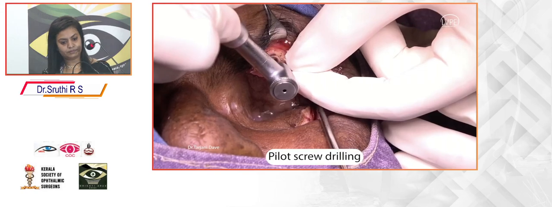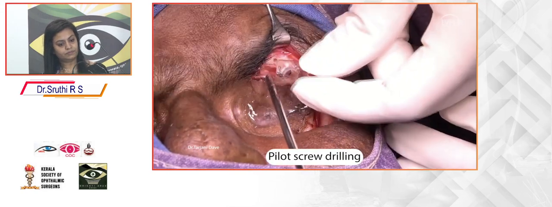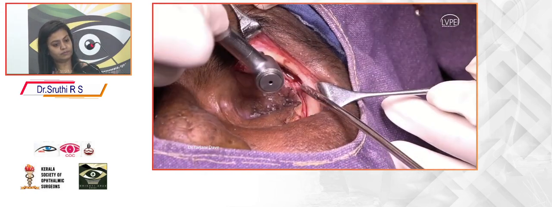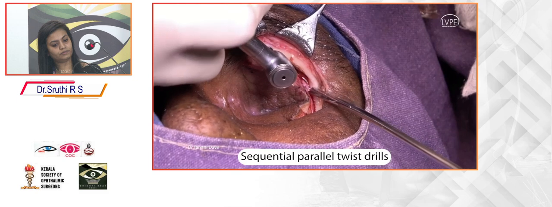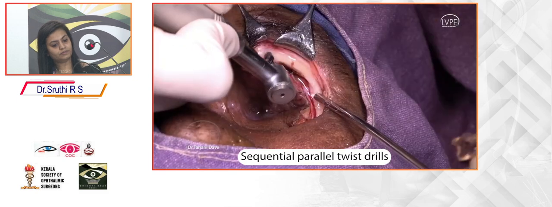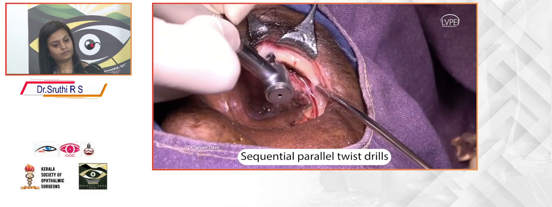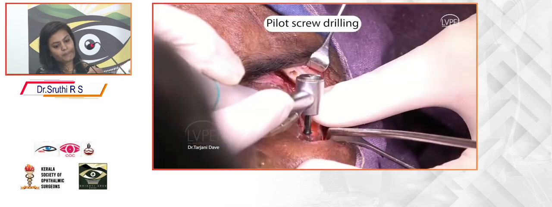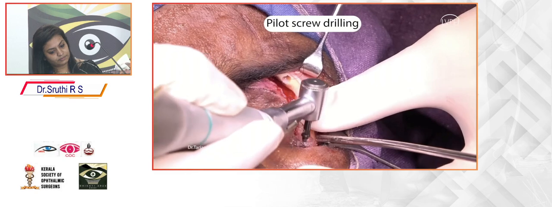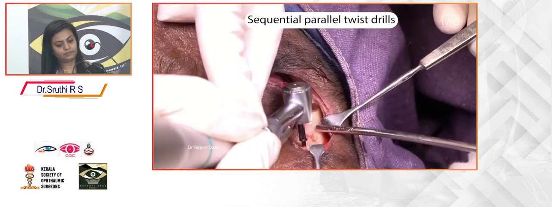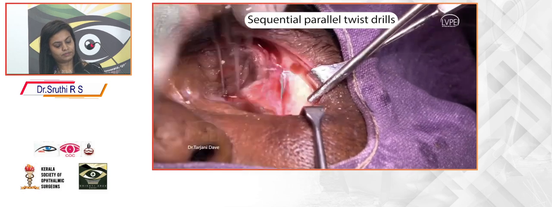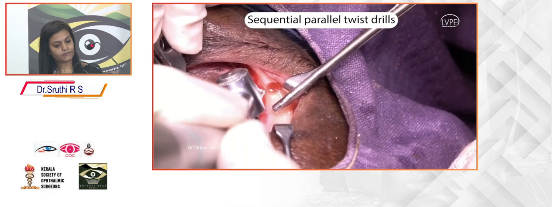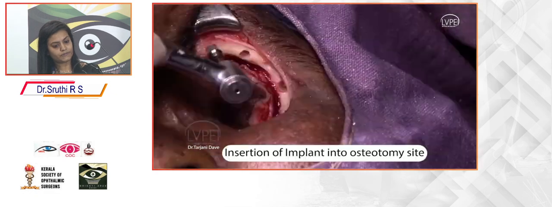Bone template is placed on the bone to help orient the direction of drilling. Pilot holes are drilled followed by sequential parallel twist drills in order to widen and deepen the osteotomy hole to the required size. Bone drilling is done perpendicular to the bone as it will affect the trajectory of the implant. Also, copious irrigation is given during drilling to avoid the dermal bone injury that can affect osseointegration process.